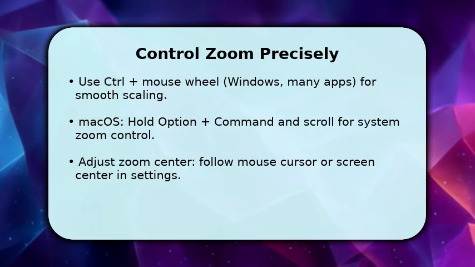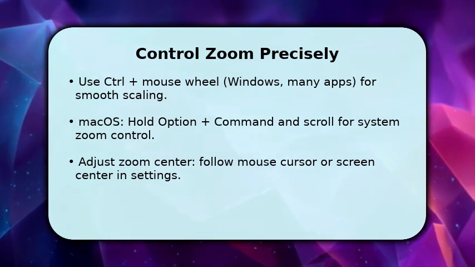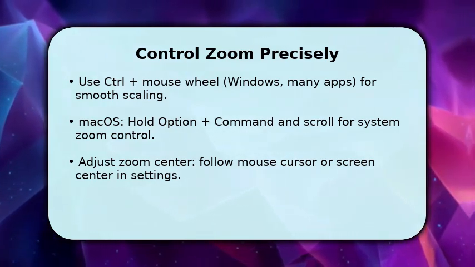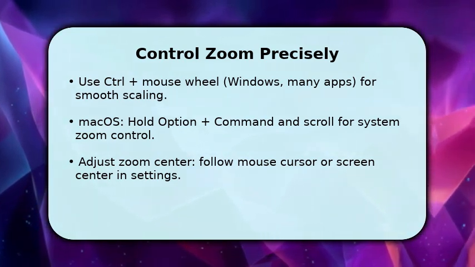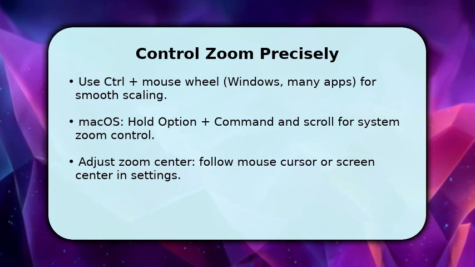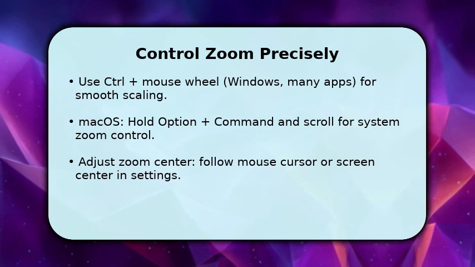Now control zoom precisely using the mouse. You can hold Control and roll the mouse wheel to zoom in and out in most browsers and apps. That changes content scale without altering display resolution. On Mac OS, use Option plus Command while scrolling if you enabled Scroll to Zoom.